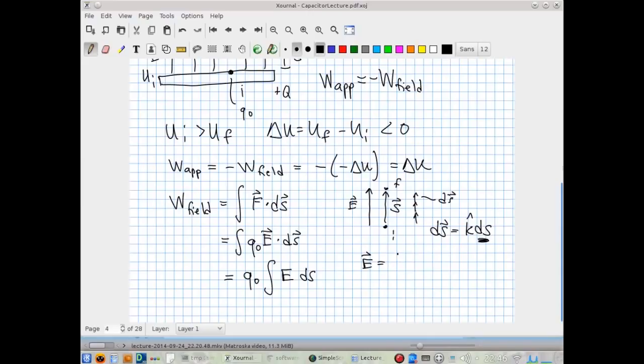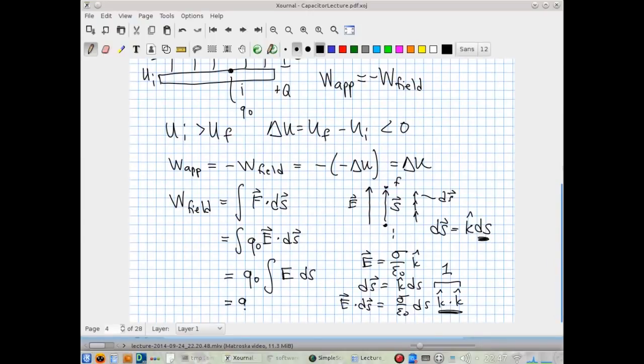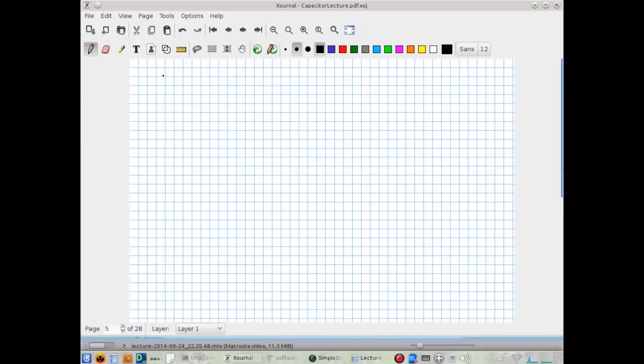Since E is equal to sigma over epsilon naught k hat, and ds vector is equal to k hat ds, the dot product of these two things is just going to be equal to sigma over epsilon naught ds, k hat dot k hat. And the dot product of a unit vector with itself is always 1. So in the end, we get a pretty straightforward integral. We're just going to get q naught, sigma over epsilon naught, those are just constants, integral of ds, and that integral is going to go from our initial position, 0, to our final position, which is d, the distance across the gap. And so at the end of the day, the work done by the field moving a little test charge across the gap is just going to be equal to q naught sigma over epsilon naught times d. And that's it.